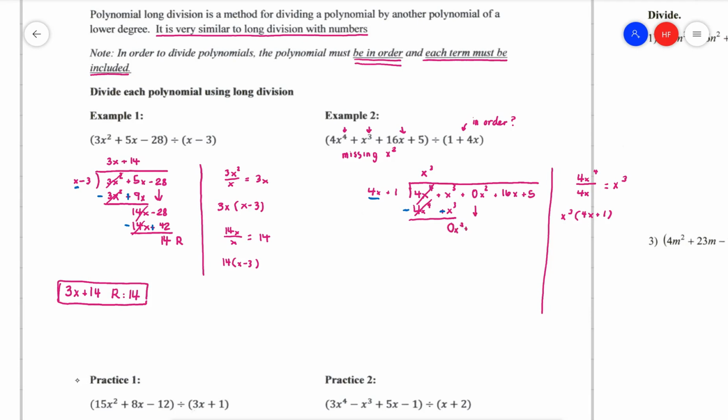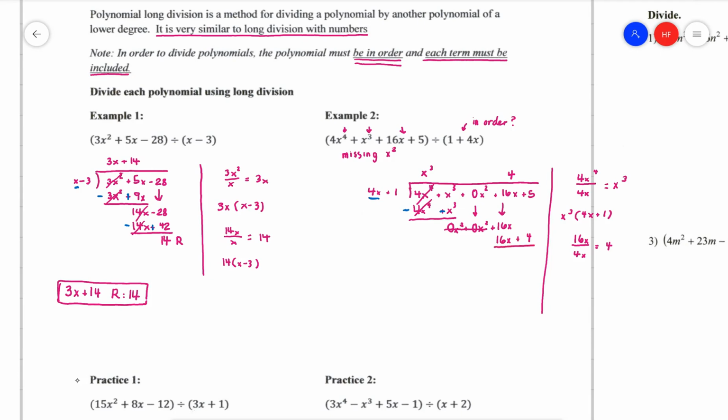Bring that down, 0 x squared. Bring that down, plus 16x. So now we're trying to take 4x and put it into 16x since these two are gone. So 16x divided by 4x. 16 divided by 4 is 4. X divided by x is 1. So we have just 4 here, which gives me 16x. And then 4 times 1 is 4.